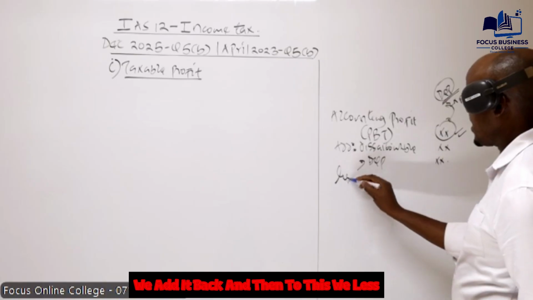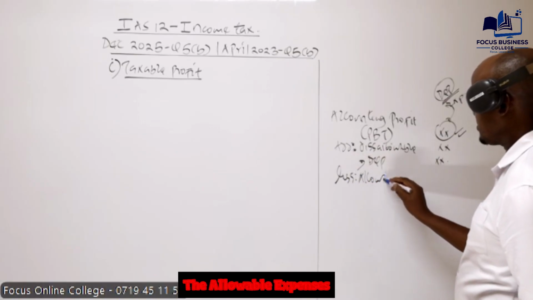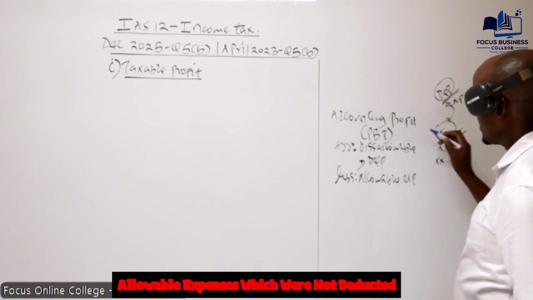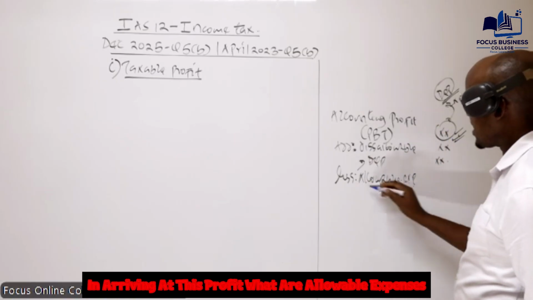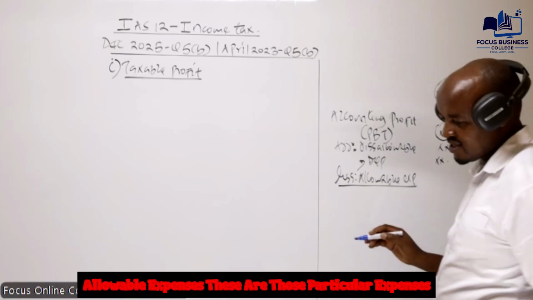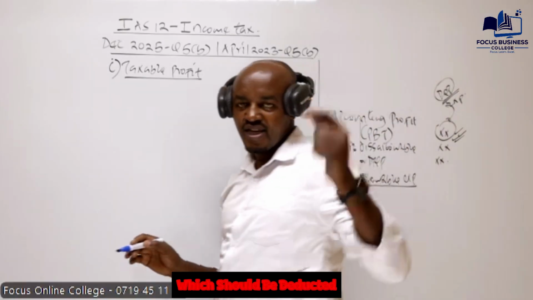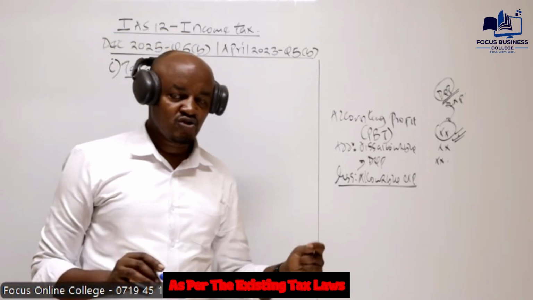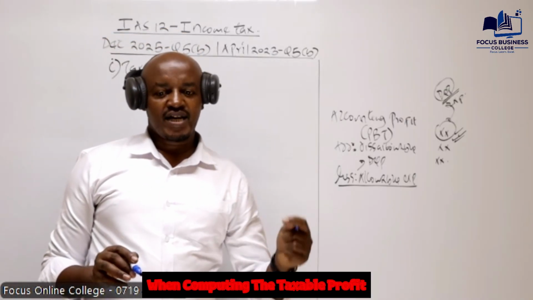And then to this, we less the allowable expenses, which were not deducted in arriving at this profit. What are allowable expenses? Allowable expenses, these are those particular expenses which should be deducted from the total incomes of the company as per the existing tax laws when computing the taxable profit.